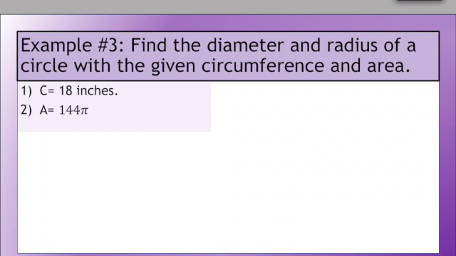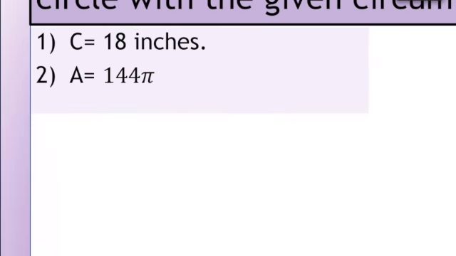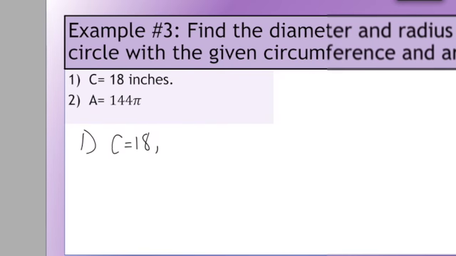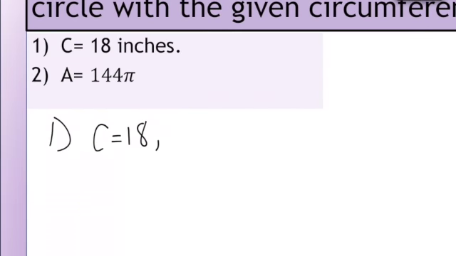Okay, so in example number 3, this time we're going to be given the answer, and we're going to have to go backwards to find the radius for each of these, right? So for part 1, it's saying, if I give you the circumference of 18 units, find the radius. Well, this one says find the diameter and the radius. So once we know the radius, we can find the diameter.